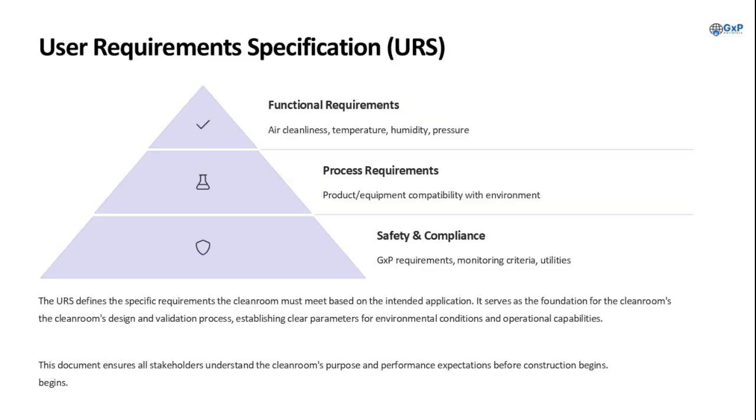The User Requirements Specification, URS, defines the specific requirements the cleanroom must meet based on the intended application. It serves as the foundation for the cleanroom's design and validation process, establishing clear parameters for environmental conditions and operational capabilities. The URS document ensures all stakeholders understand the cleanroom's purpose and performance expectations before construction begins.